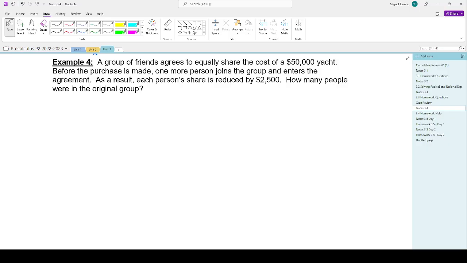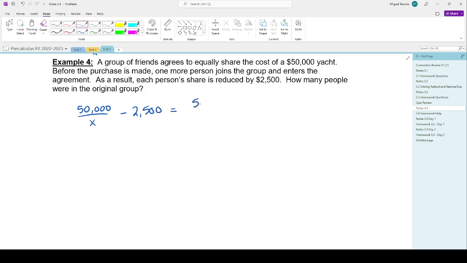All right, so what's going on here is that we have a couple of scenarios initially happening. Initially, we don't know how many people have pulled together for the purchase of this yacht. But we know that we would divide the cost evenly amongst X number of people. But what happens now is that when one more person joins the group, we've reduced the cost for everyone. So we've taken away the cost of $2,500, and that's going to now equal the new cost.